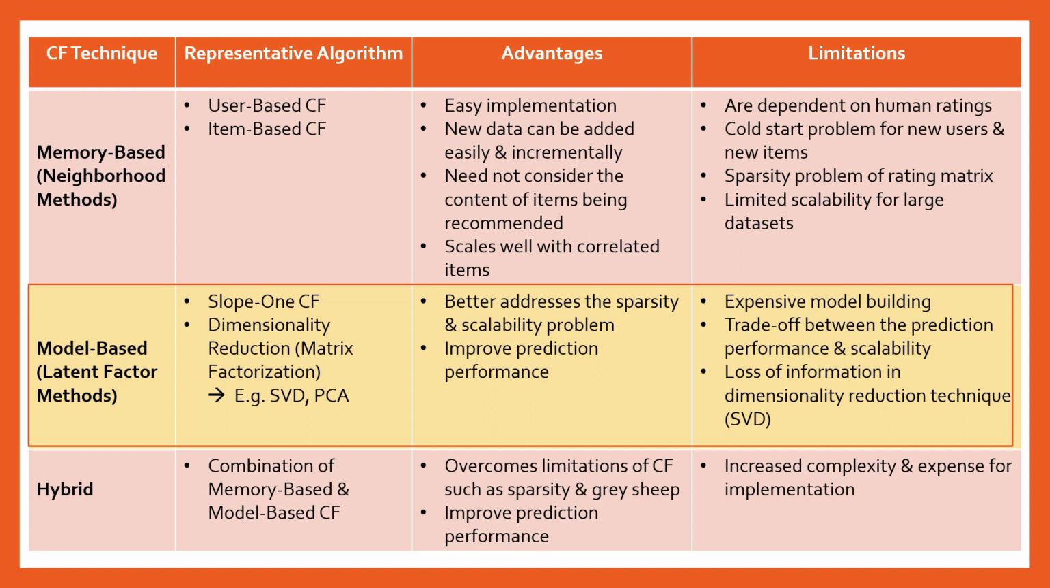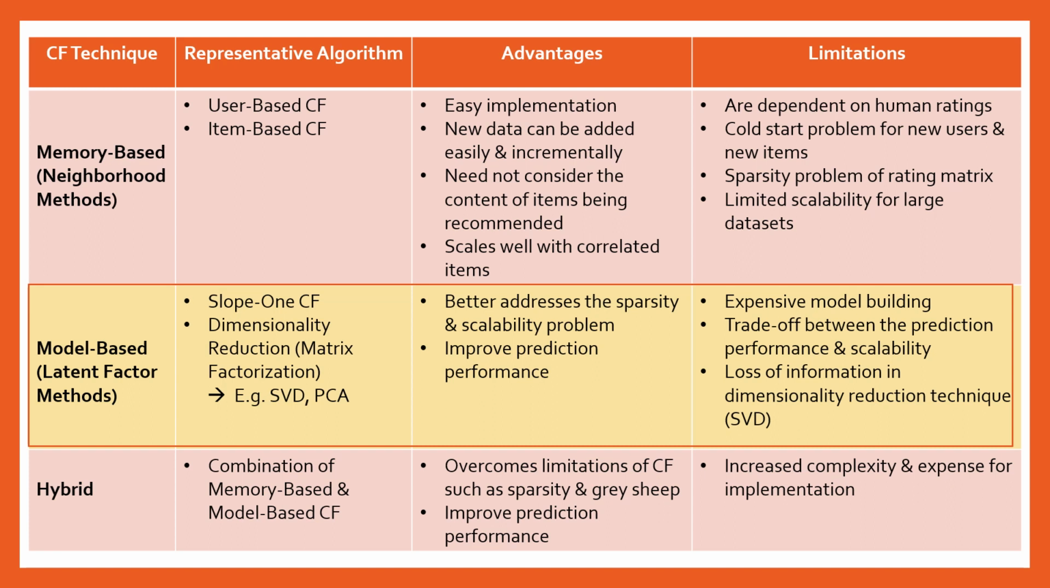There's the memory-based or neighborhood methods, which include user-based and item-based collaborative filtering representative algorithms. While having its advantages, they have their limitations, including being dependent on human ratings, as well as the cold start problem for new users and new items. In addition, they encounter the scarcity problem on the rating matrix and have a limited scalability for large datasets.